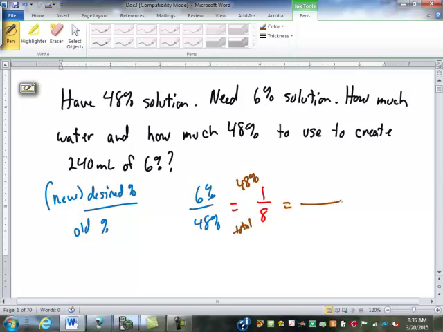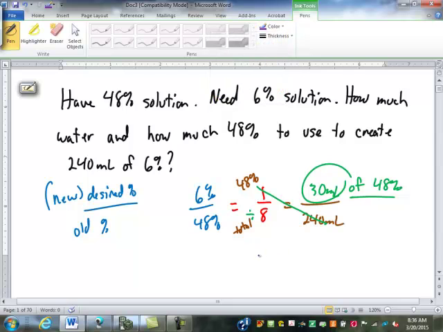Well, in this case, we have the total of 240 milliliters. And one of the things we're looking for is how much of the 48% solution. So 1 times 240 divided by 8 is 30 milliliters. So we need 30 milliliters of that 48%.